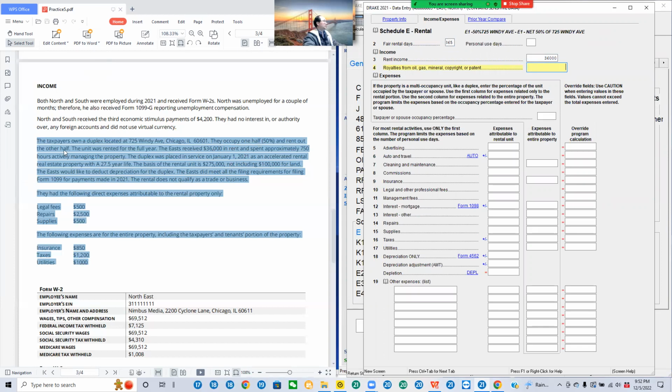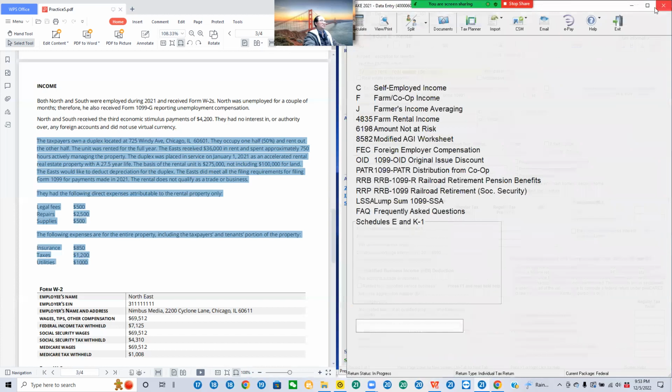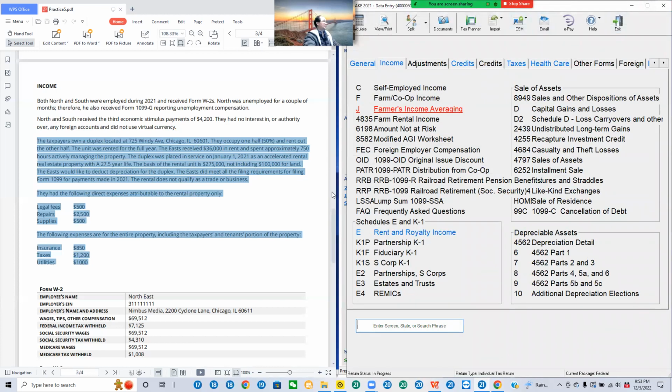So they are active managers. As they are active managers, we need to go back to right there and check this little box. That means they put in a lot of time. The problem may be that the duplex was placed in service this year, no wonder. So this is the year they actually bought this house and put it in rental.